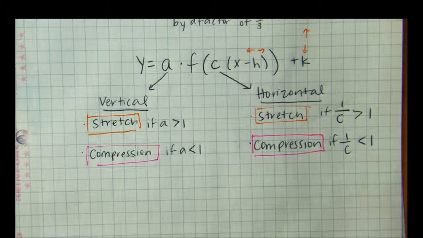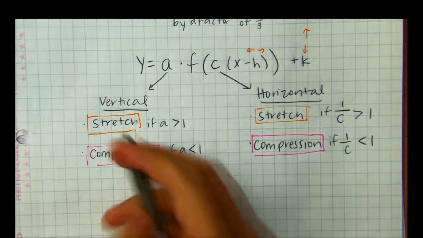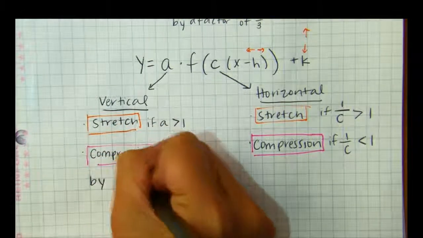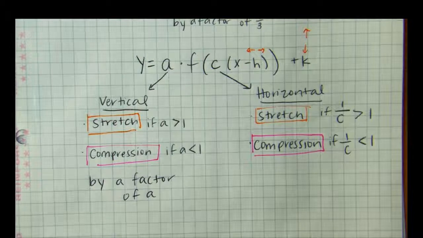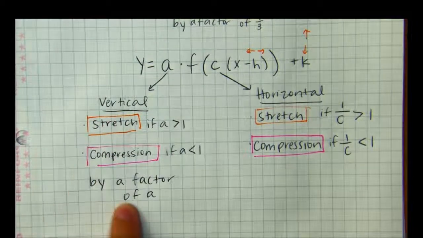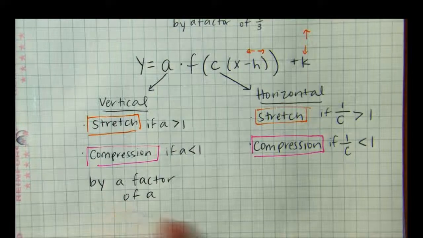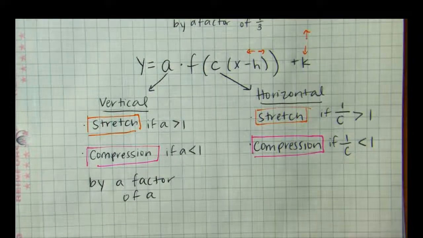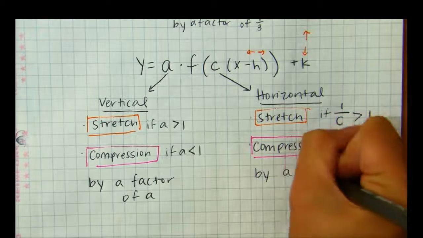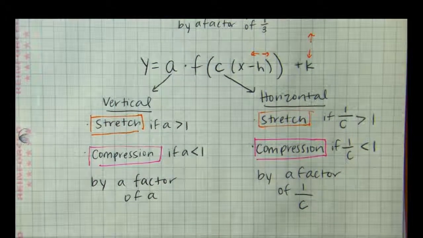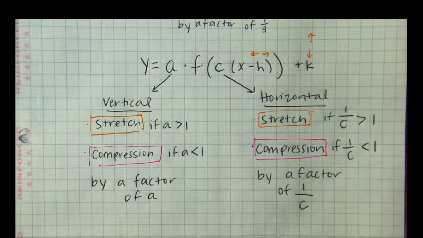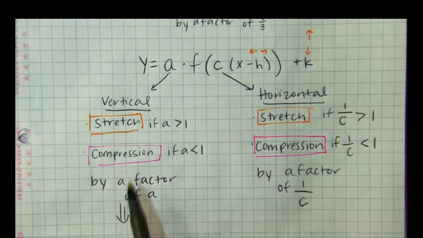For both of these, you want to know how to find that factor. So you'll have a vertical stretch or compression by a factor of a, whatever that value out in front is. So it would be a vertical stretch by a factor of a or a vertical compression by a factor of a. Versus for your horizontal stretches and compressions, this is going to be by a factor of 1 over c. So similarly to how all of these values are 1 over c, your multiplication factor is also by 1 over c.